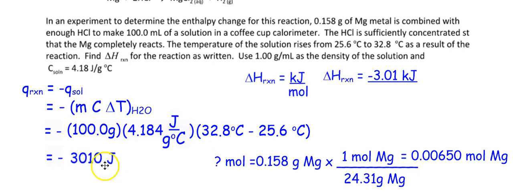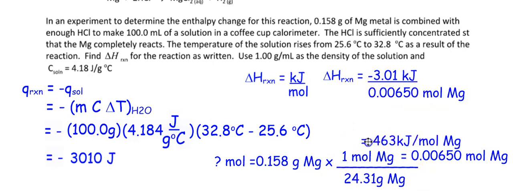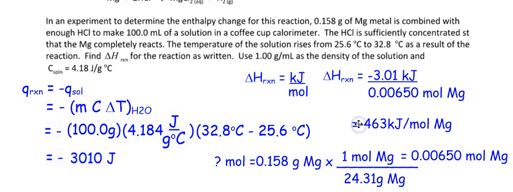What did I do here? I divided the joules by 1,000. Remember, your smaller unit has to have the bigger number. Your bigger unit has to have the smaller number. That's why I divided by 1,000. And now I'm going to divide it by the number of moles. And when I get all done with that, I get this value right here.